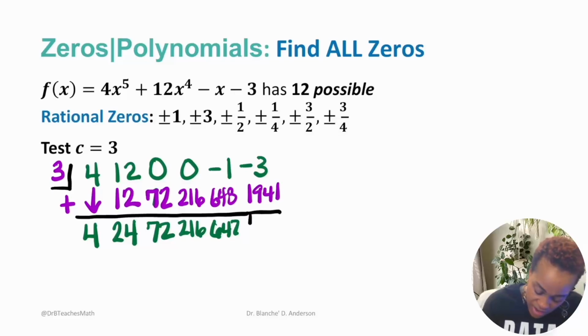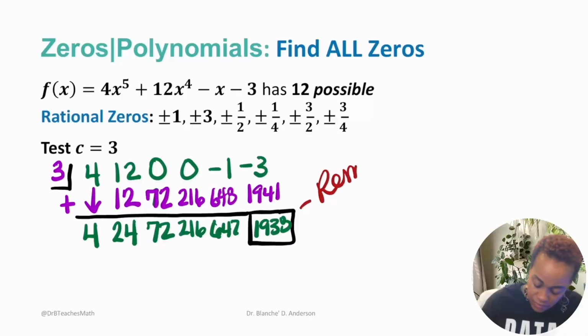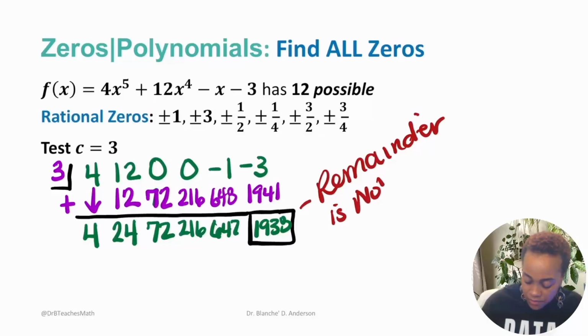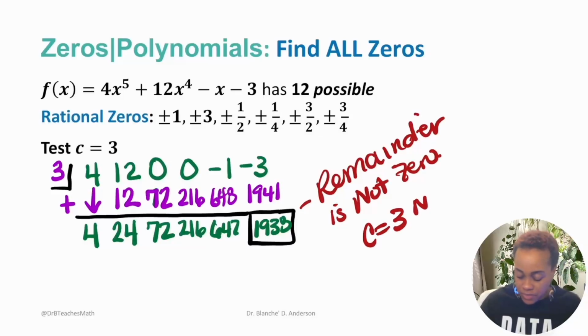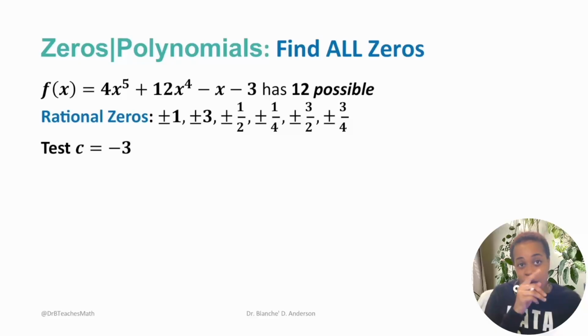Now, if I were doing this, I would have stopped already because it's clearly not going to work. Okay. The remainder is not 0. C equals 3, not a factor. Okay. One more time.